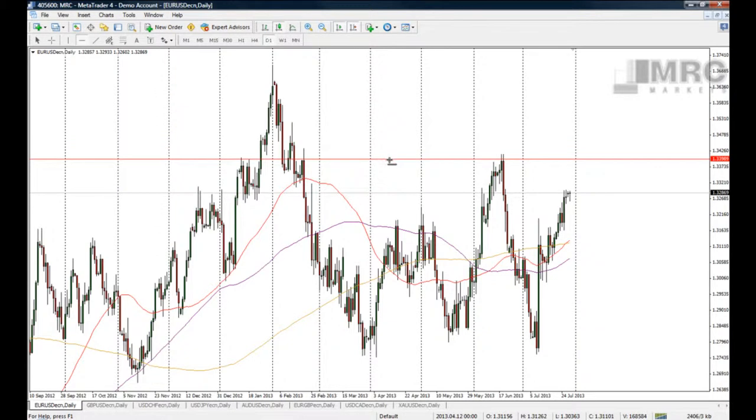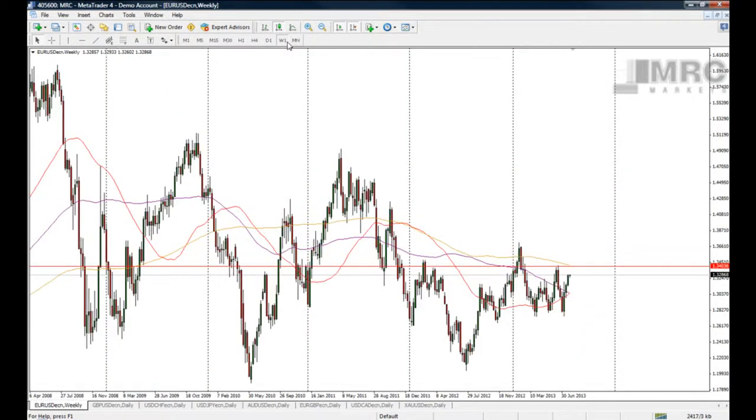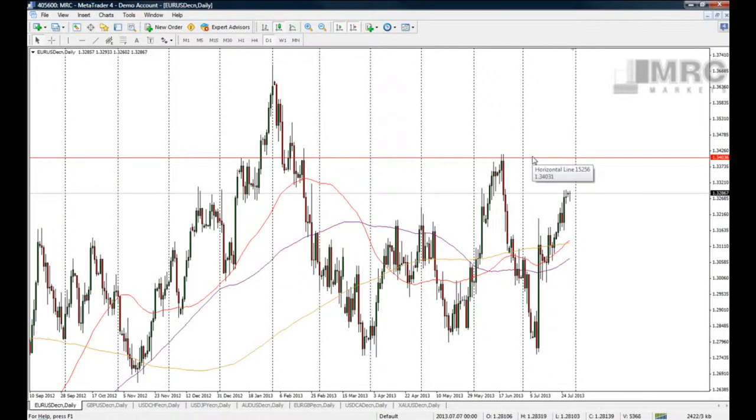The next sort of key resistance will be around here, which is sort of the 1.34 level, so that'll be very key to see. You can see that on the weekly as well, but in terms of the daily, in terms of daily candle closes, we haven't had one above 1.34 in a while, so that's the key resistance.